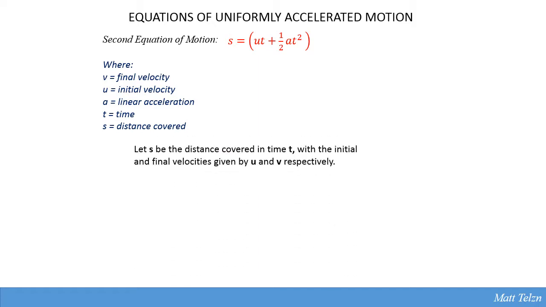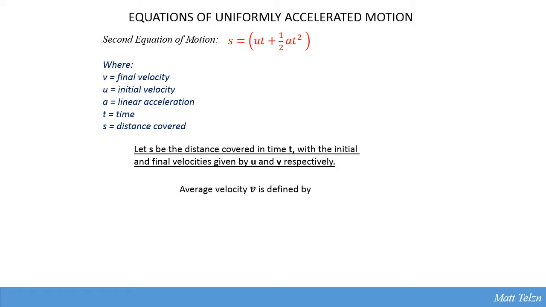Now let s be the distance covered in time t with the initial and final velocities given by u and v respectively. We are still imagining a body that is moving. It covers a distance s in time t, with the initial and the final velocity.